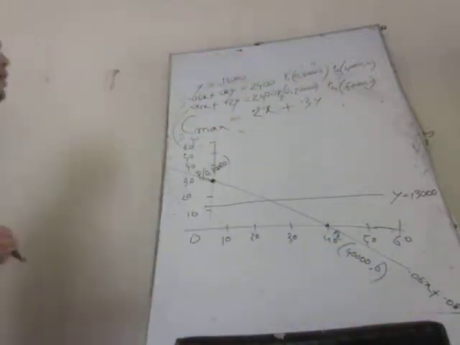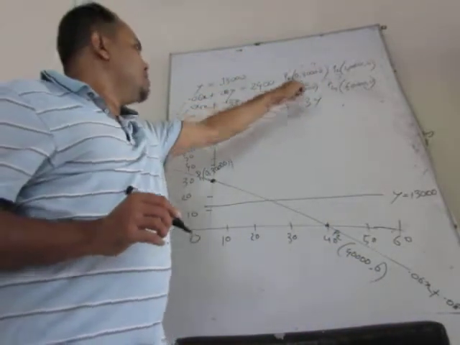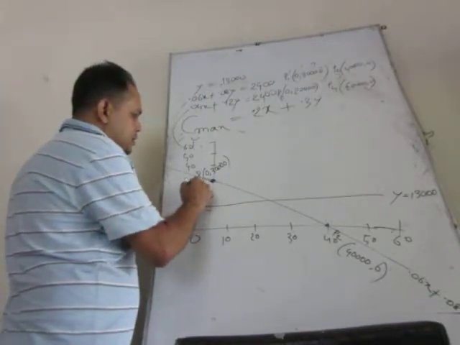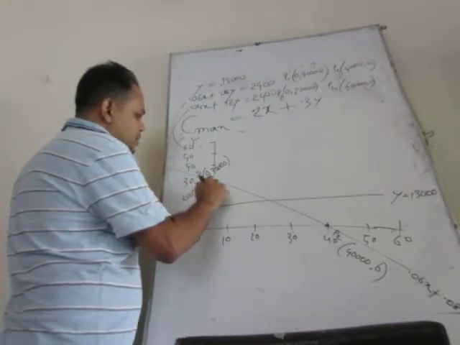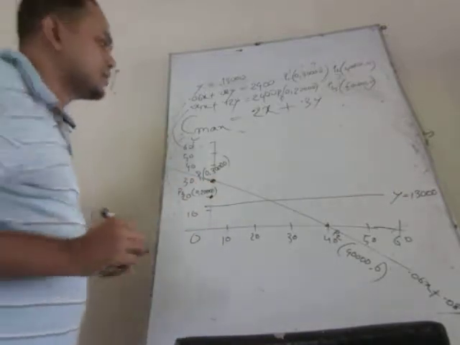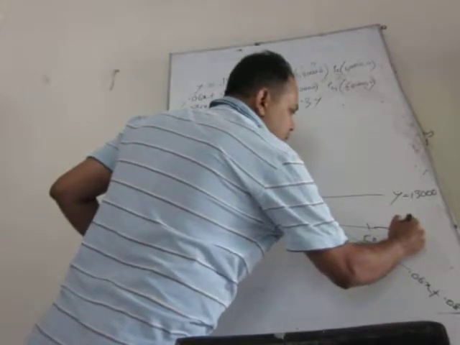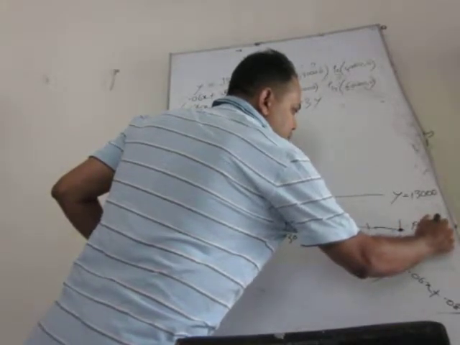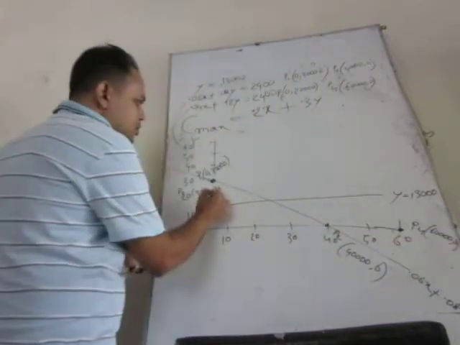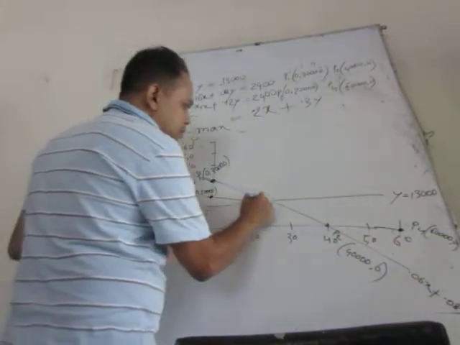Then another line: this is 0, 20,000, which is P3, and another point will be 60,000, 0. So we can draw a line just like this.